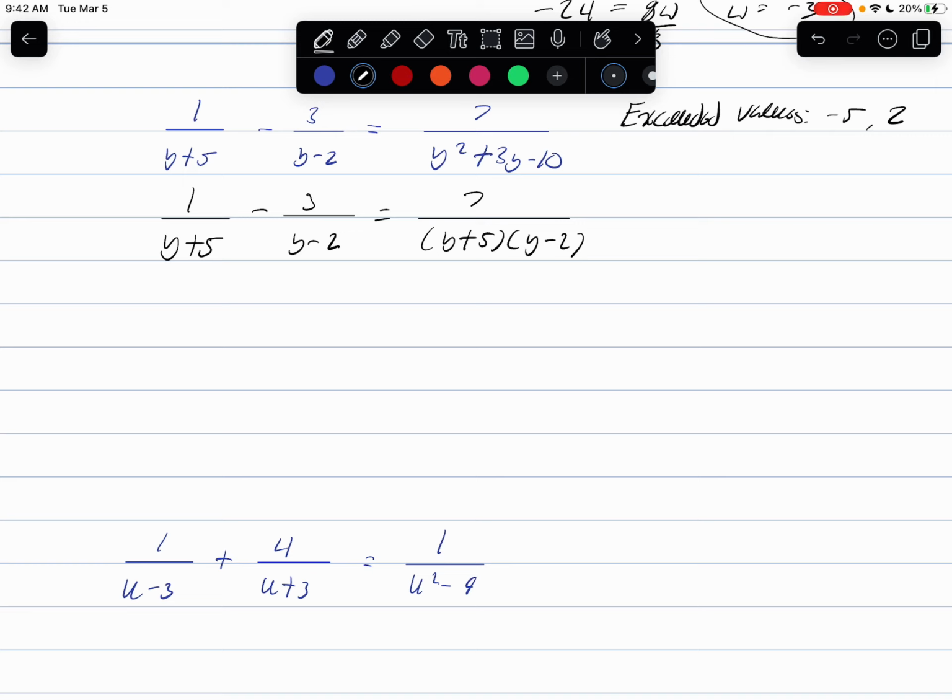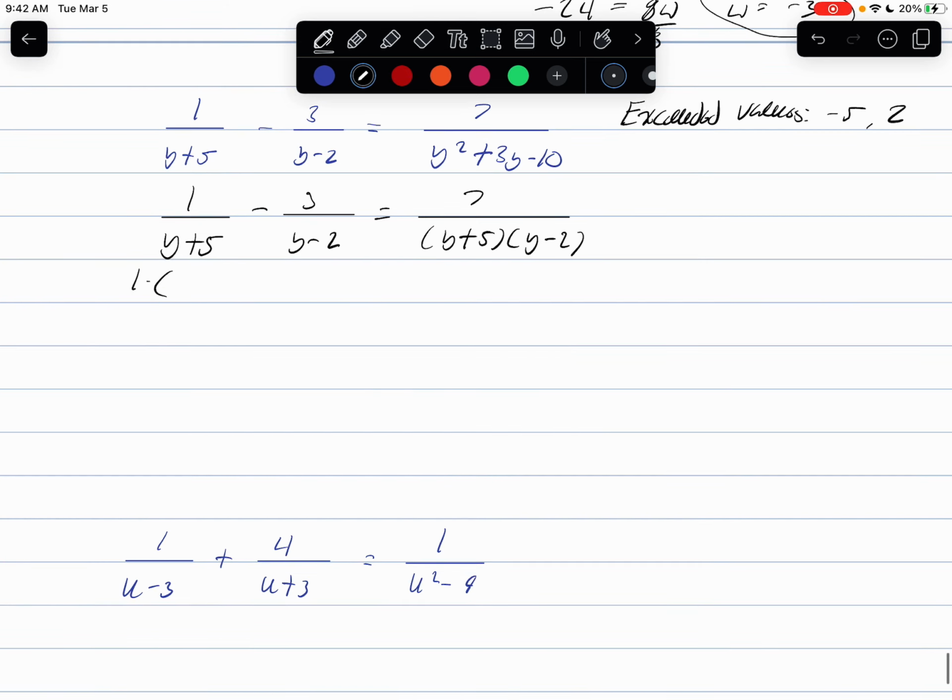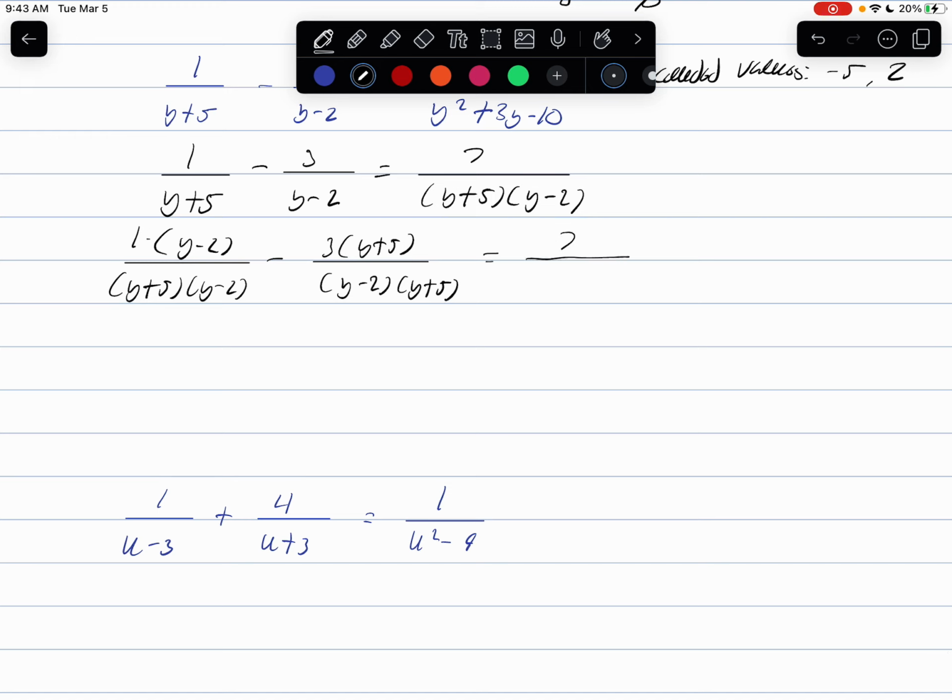So let's write that. So this will become 1 times y minus 2 over y plus 5 times y minus 2. And again, hopefully you'll see that doesn't change anything, because if you cancel y minus 2 over y minus 2, we just get 1 over y plus 5 back. Okay, and then 3 over y minus 2, we can multiply by y plus 5 over y plus 5. So we have 3 times y plus 5 over y minus 2 times y plus 5. And what you'll see here is that now all of these have the exact same denominator.